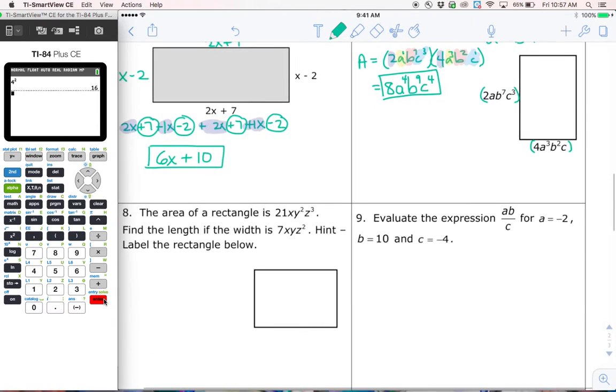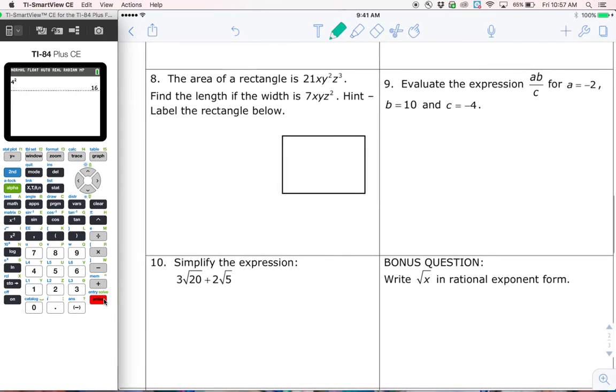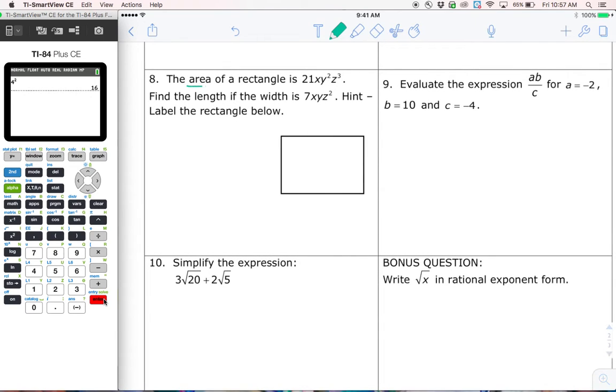Okay, problem 8. Problem 8, you actually already have the area. It says the area is.